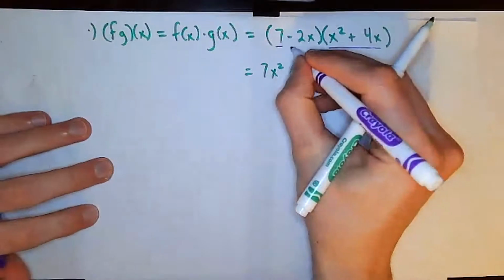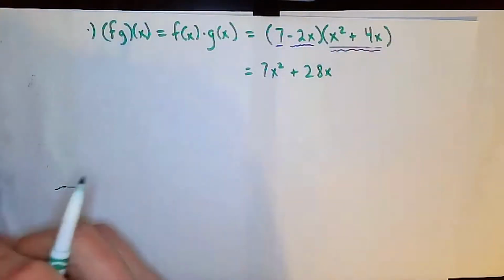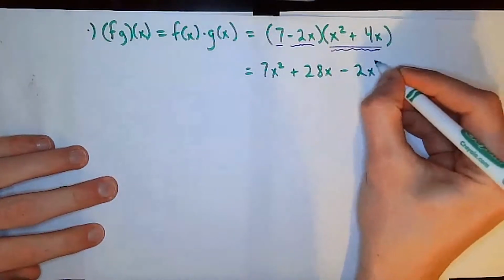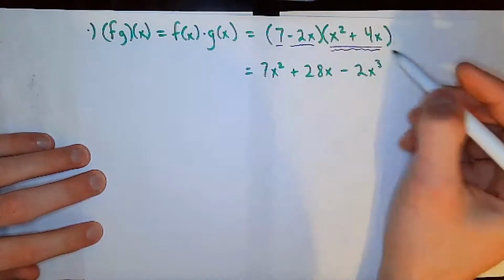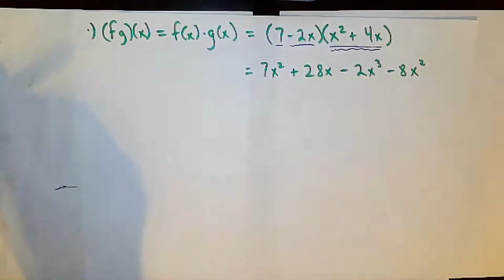And then we take the negative 2x, we send it to both of the terms. So negative 2x times x squared is going to be negative 2x cubed. Negative 2x times positive 4x is negative 8x squared.